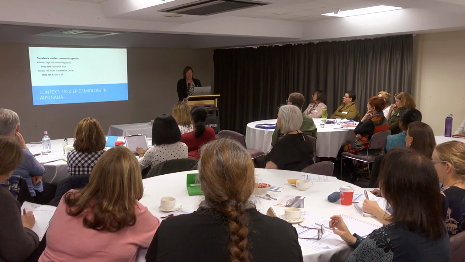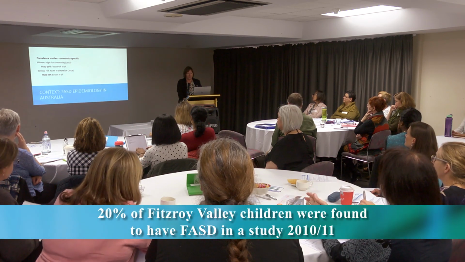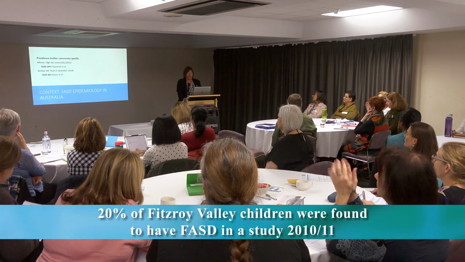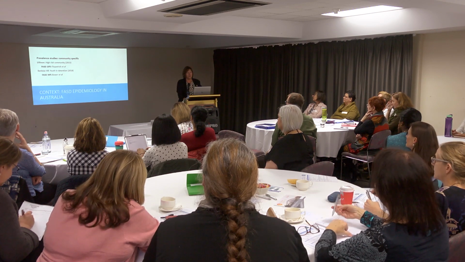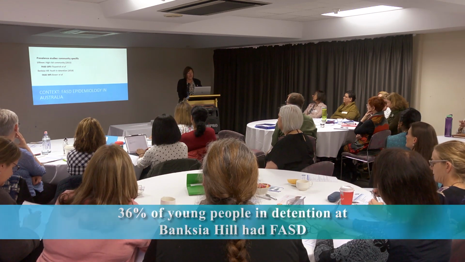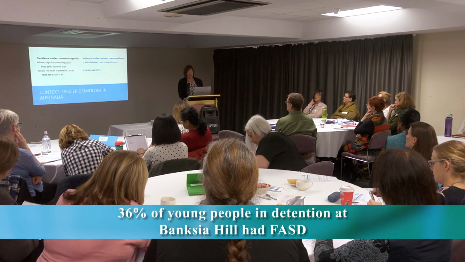One of the difficulties we have is that we have very poor data. We have very few population-based studies. These are very expensive to do and very time-consuming. We do have some studies. We did a study in the Fitzroy Valley in Western Australia of 45 very remote communities, where we found that around 20% of children of primary school age had fetal alcohol spectrum disorder, with all the problems that I've described. More recently, Carol Bauer led a study in Banksia Hill, which is the youth detention centre in Perth, and they found that 36% of children in juvenile detention had fetal alcohol spectrum disorder.